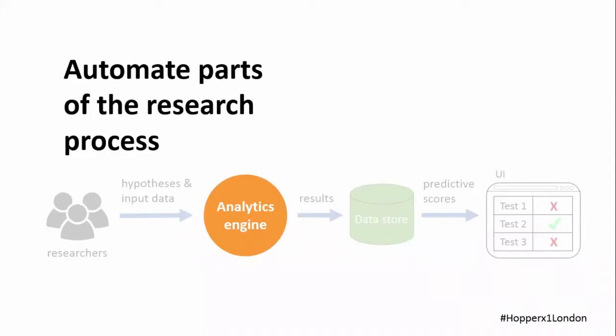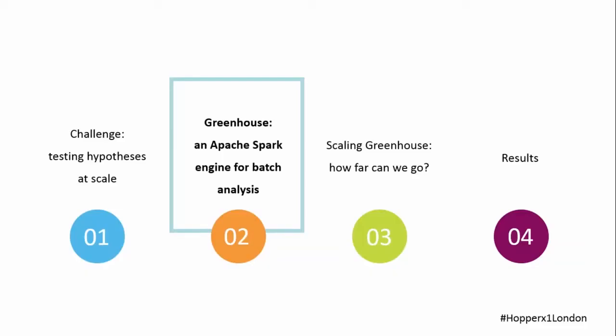In this talk, we're going to focus on how we built this analytics engine, which we call Greenhouse. Greenhouse is the engine that powers this automated research process. It helps researchers grow their seed ideas faster and cultivate results more effectively, hence the name Greenhouse. So in this next section, I'll walk through how Greenhouse works and how we built Greenhouse, specifically using Apache Spark for batch analysis of time series data.